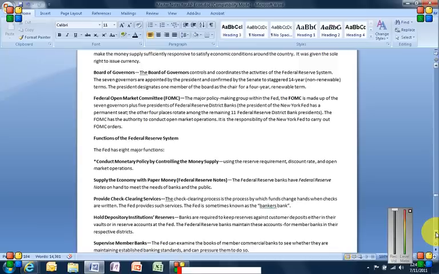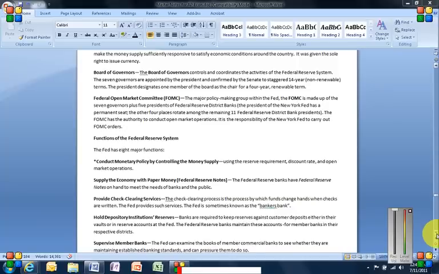The Federal Open Market Committee, or FOMC, is the major policy-making group within the Fed. It's made up of the 7 governors plus 5 presidents of Federal Reserve District banks. The president of the New York Fed has a permanent seat, and that's because the New York Fed has the responsibility of carrying out FOMC orders, particularly the buying and selling of bonds or treasuries, often T-bills.